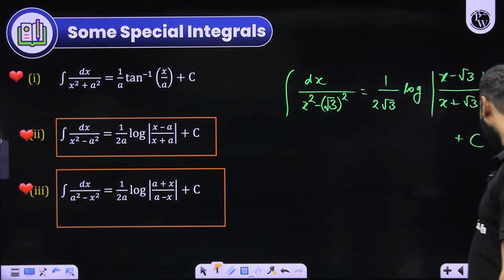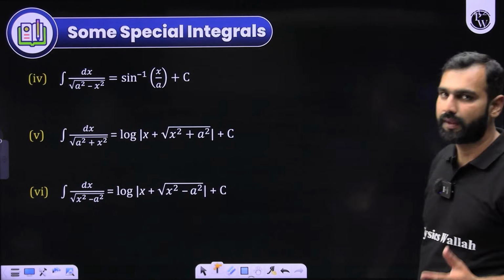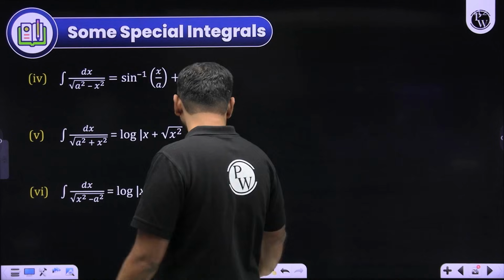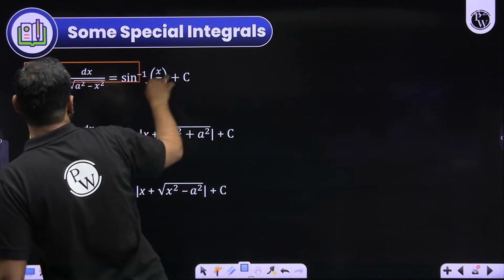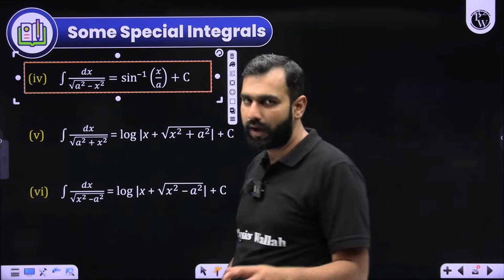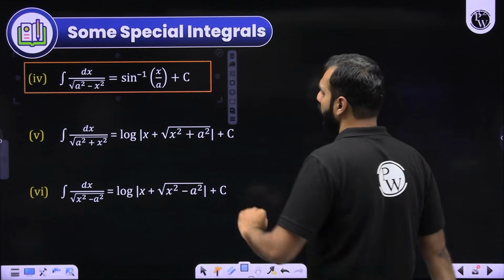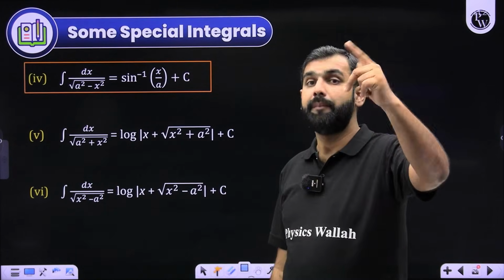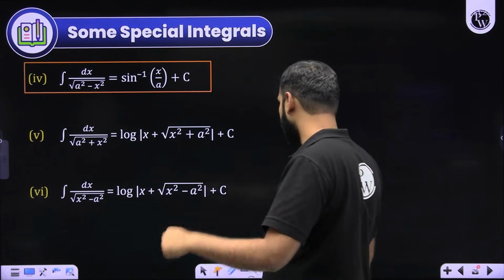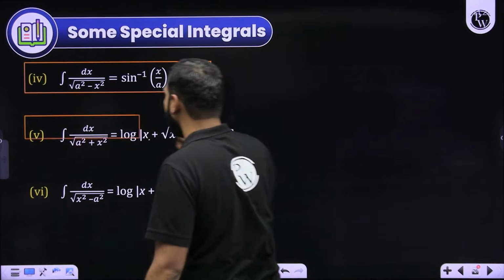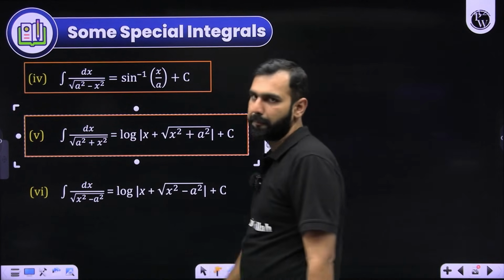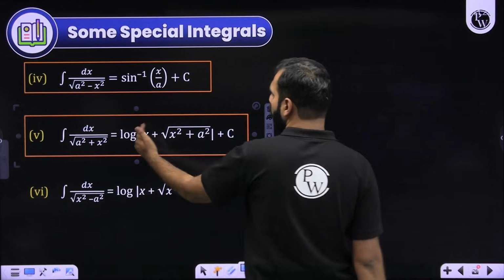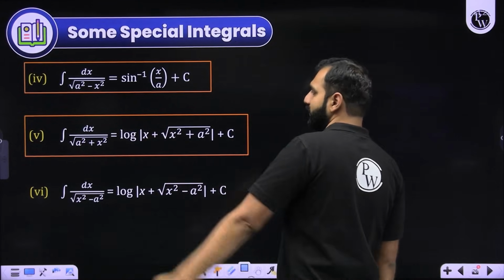Now, moving ahead with the next set of rules, we see here few more formulae. When you talk about another special integral, that is 1 upon under root a square minus x square. It is sine inverse x upon a. This is something which we have discussed. But depending on it, two more variants are there. One of them is 1 upon under root a square plus x square. It says log of mod of x plus under root of x square plus a square.